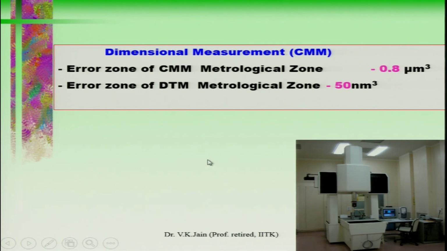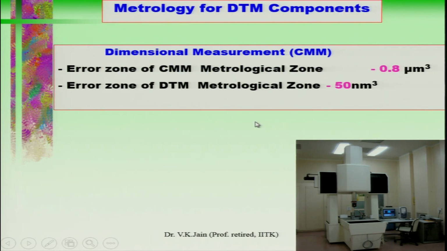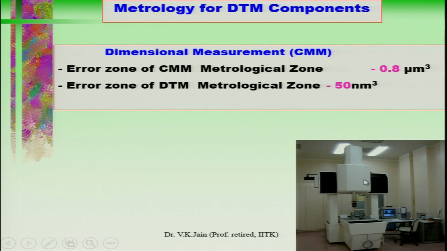You can see, the error zone of the CMM metrological zone is 0.8 micrometer cube, while the error zone of the DTM metrological zone is 50 nanometer cube. So, you can see the difference between the CMM machine and the DTM metrological measurements and DTM capabilities, right. And here is the CMM machine, which can be used for the measurement of some of the features of the machine component.